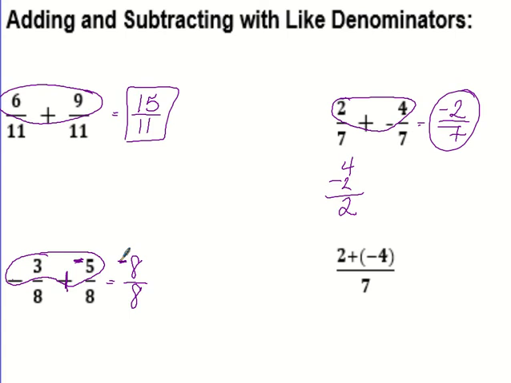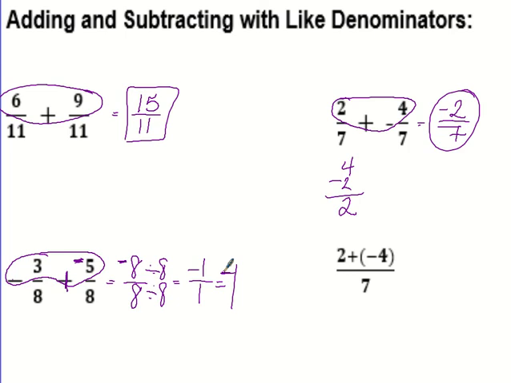Now, what do we do with our fractions? If we can, we have to reduce. So 8 and 8 can both be reduced by 8. So we're going to get negative 1 over 1, which then gets reduced to just negative 1. So we have to reduce. It does not have to be in the directions any longer. It is just known that we reduce all of our fractions.